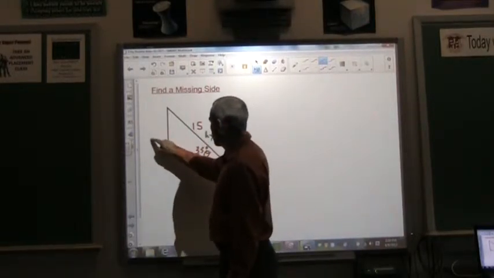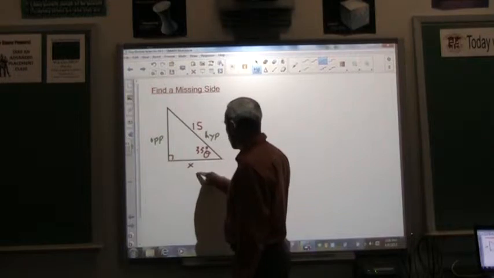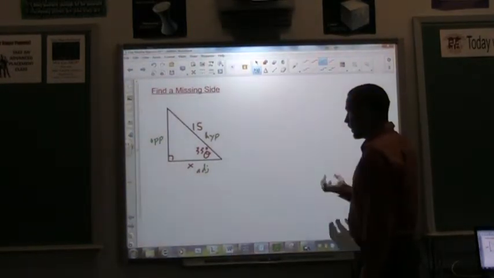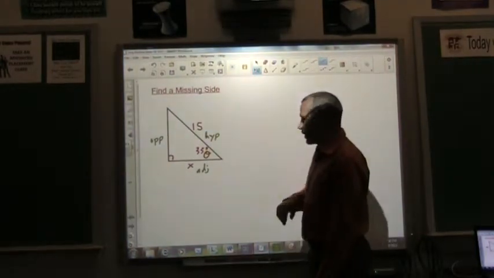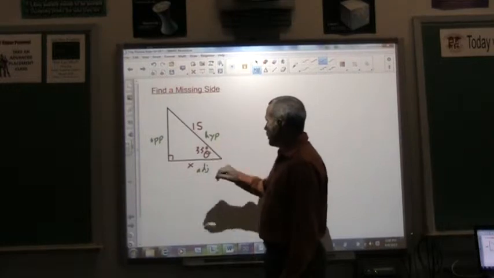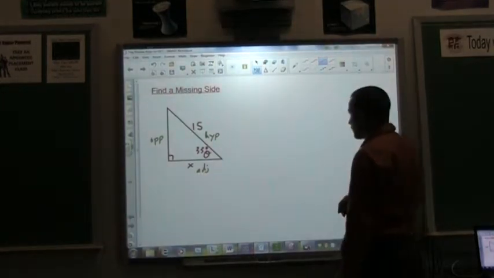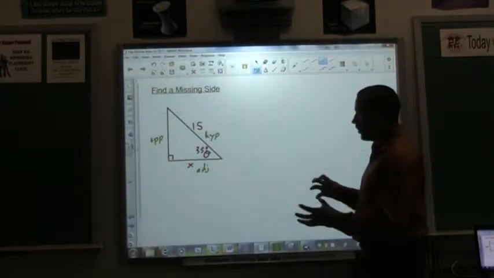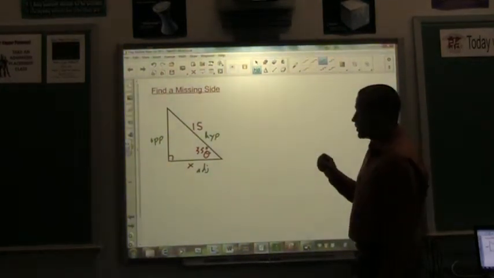This is your opposite side for my reference. This is my adjacent side for my reference. So the side I'm interested in is the adjacent side, and the side that I actually have some information for is the hypotenuse. Okay. So since I have the adjacent and the hypotenuse that are involved in this, that's cosine.